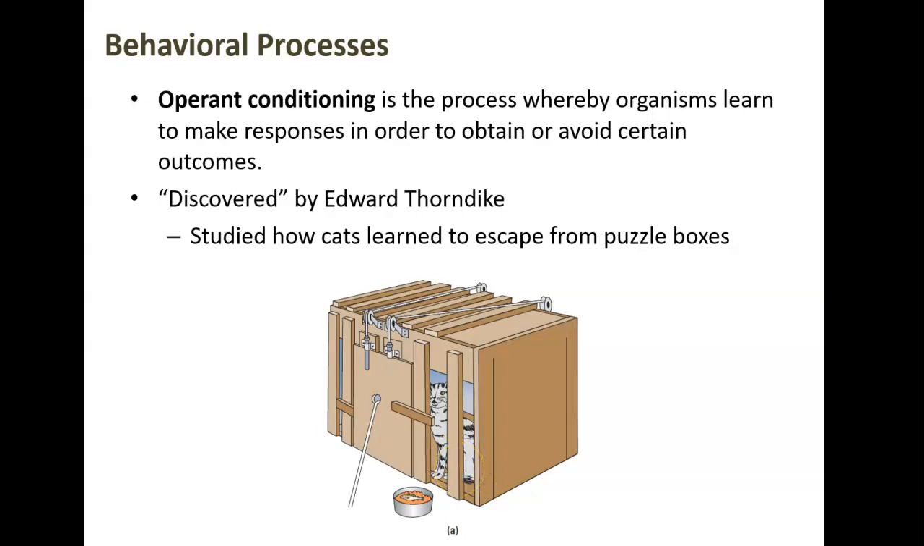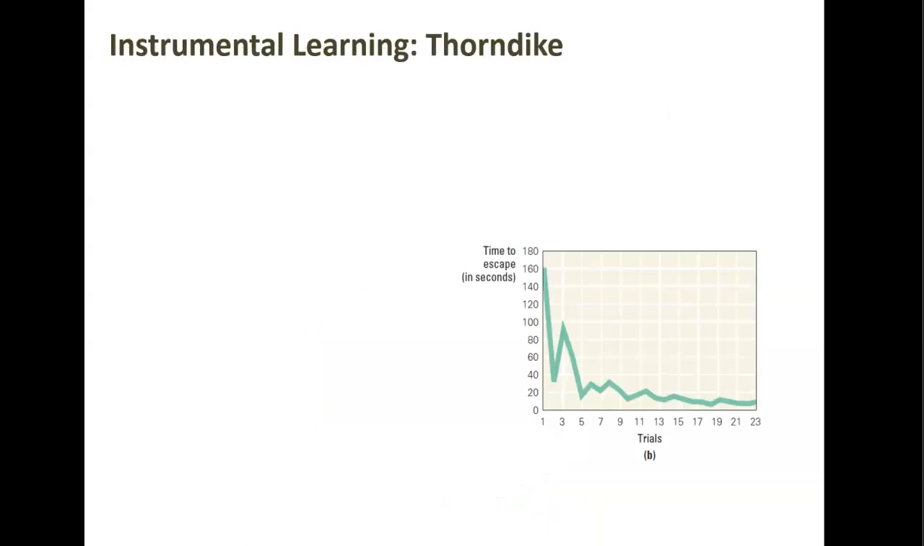But eventually, as the cat was roaming and scratching and clawing and doing cat-like stuff inside the box, they would stumble upon the lever, which would automatically open the door and get them out. So getting out of the box was a desirable outcome for the cat. And so it was instrumental in the cat getting what they wanted, that lever pressing behavior. So initially, a lot of behaviors are tried.